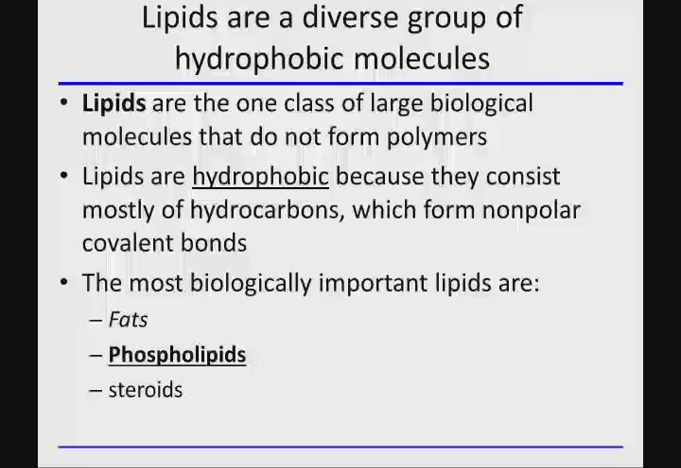Now the next lipid that we're going to study are called phospholipids. Phospholipids are incredibly important because this is going to be the foundational molecule that makes up membranes. And membranes are going to make up cells. They're going to make up organelles. These are the delineation between compartments, between the environment and living metabolism, in essence, on a cellular level.